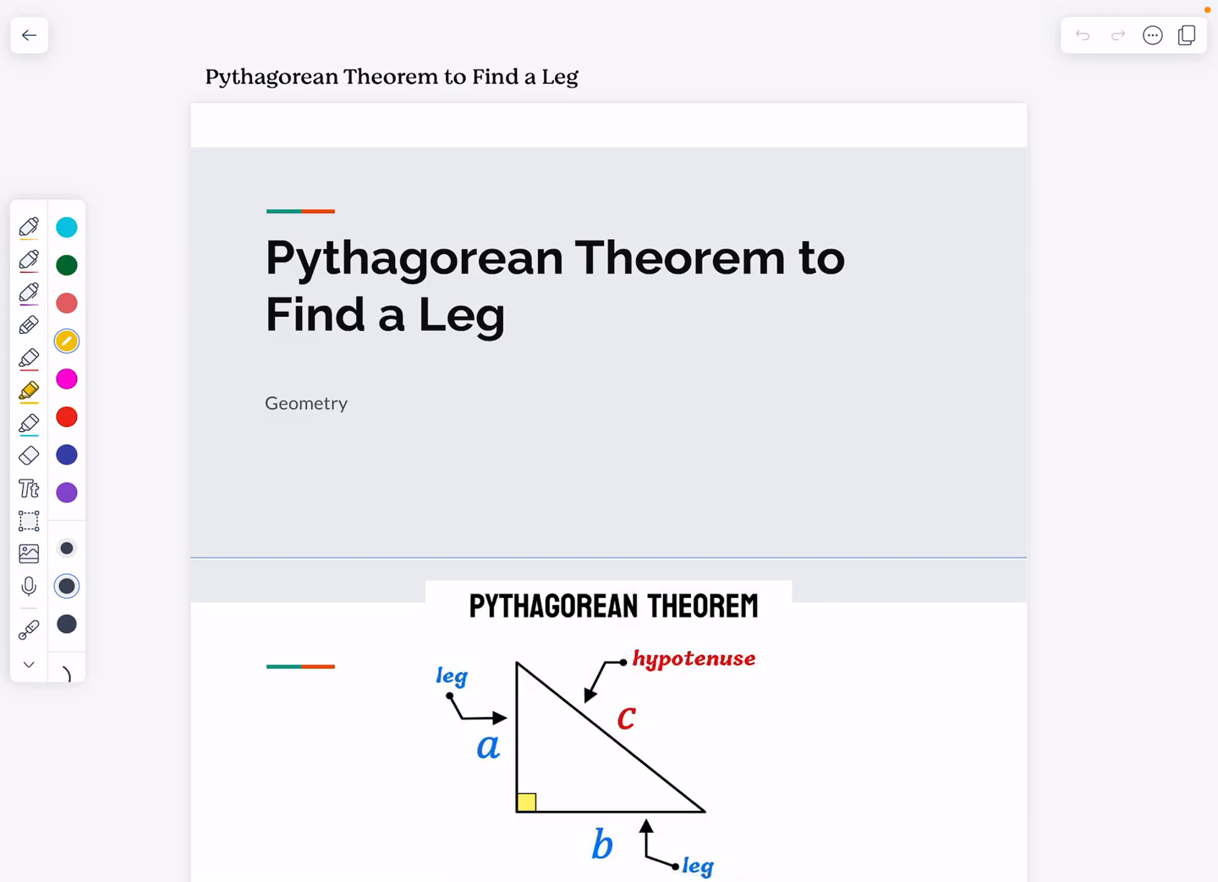Hello and welcome to our notes on Pythagorean theorem to find a leg. So you have already done a lesson on using the Pythagorean theorem to find the hypotenuse in a right triangle. And so now we're going to be looking for one of the legs.